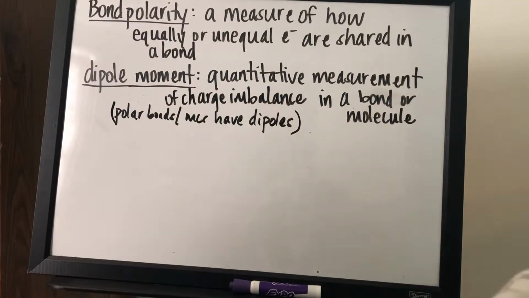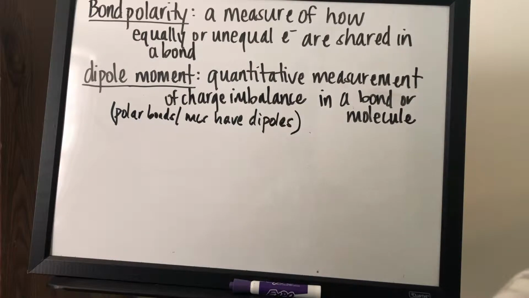But this dipole is a result of this charge imbalance from the differences in electronegativity. The bigger the electronegativity difference, the bigger the dipole. The smaller the electronegativity difference, the smaller the dipole. Okay, so that's what a dipole, or a dipole moment, is.